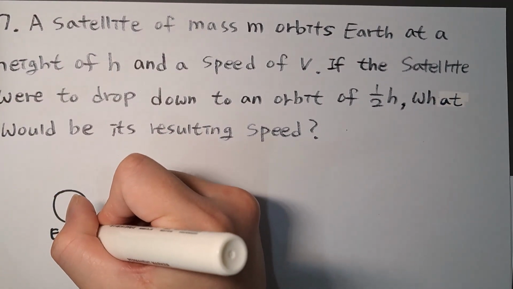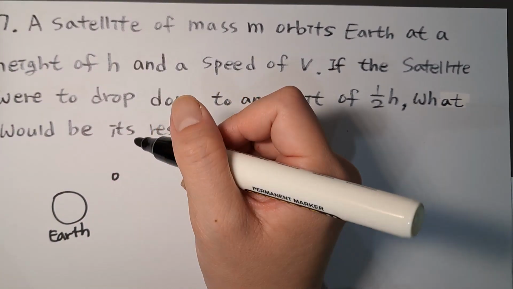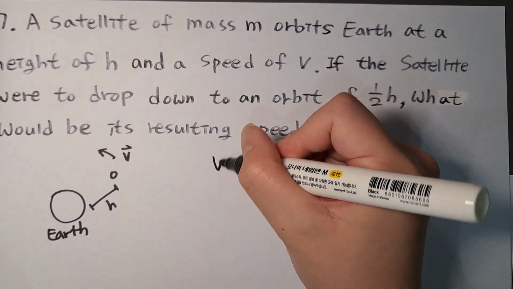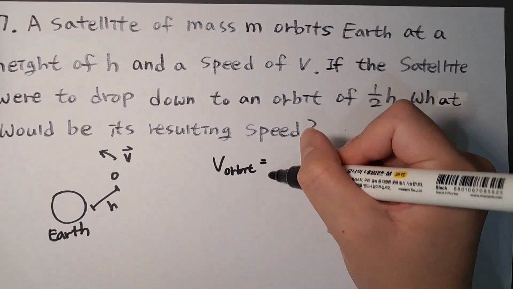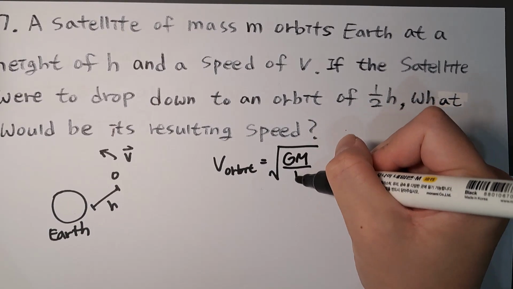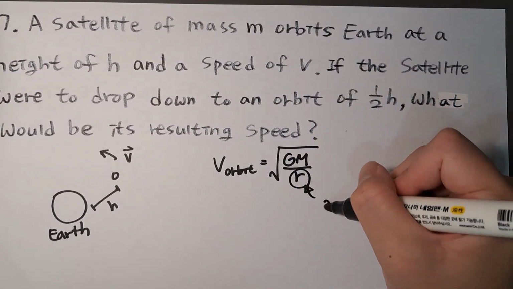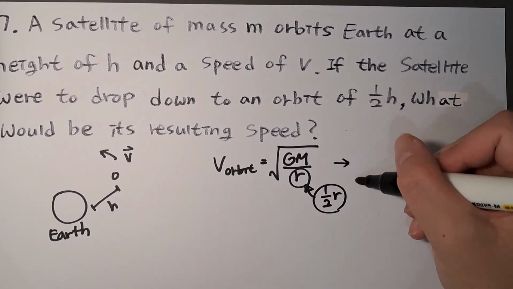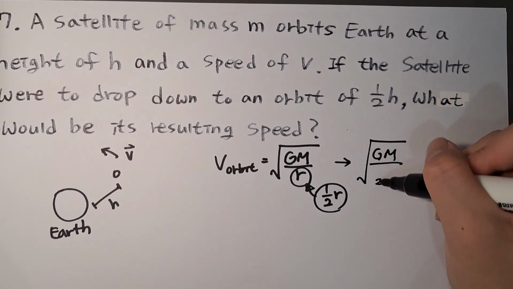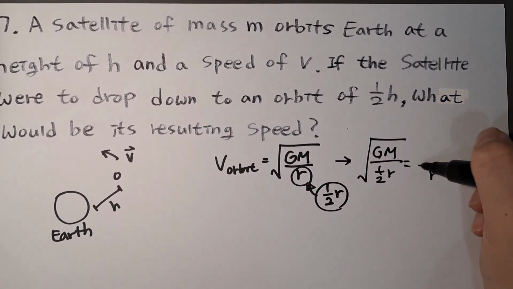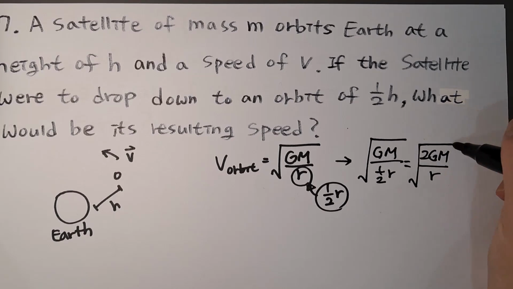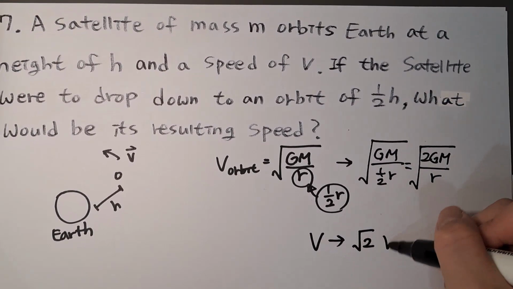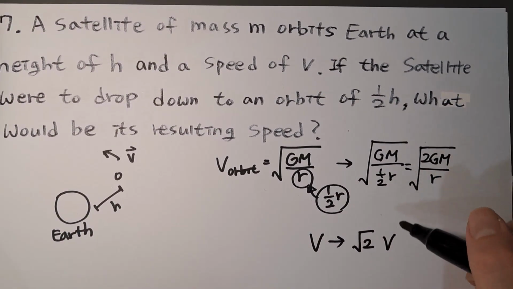So this is going to be the Earth, and this is the satellite, and this is the height. So we are going to use this equation, and this r is going to be 1 over 2r. So the velocity is going to be root 2 times the velocity.